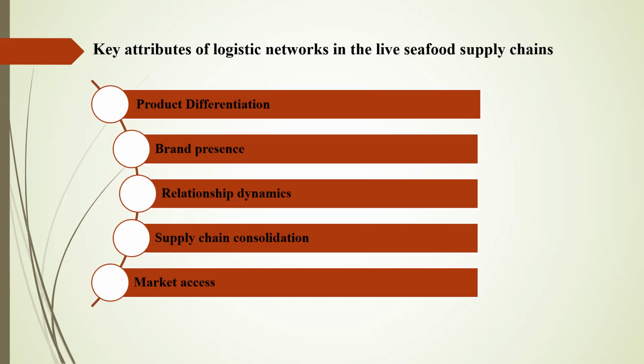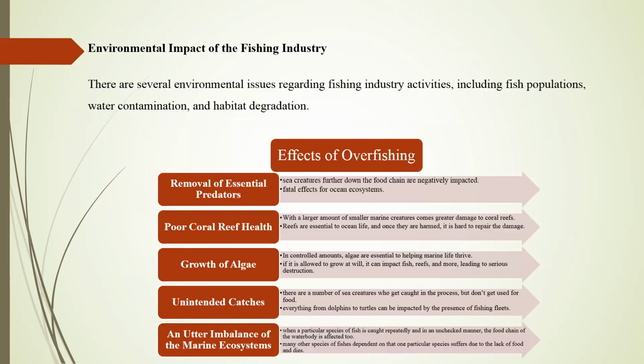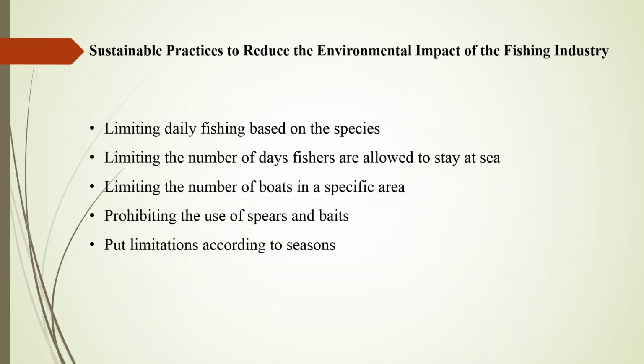There are several environmental issues regarding fishing industry activities, including fish populations, water contamination, and habitat degradation. Overfishing is a good example of environmental impact of this industry. With increasing overfishing activities and the lack of sustainable management, many fish stocks have reached their lowest levels. Some governments and global corporations have cooperated to establish and apply strategies like limiting daily fishing based on the species or putting limitations according to season to reduce the negative effects of the live seafood industry on the ecosystem.